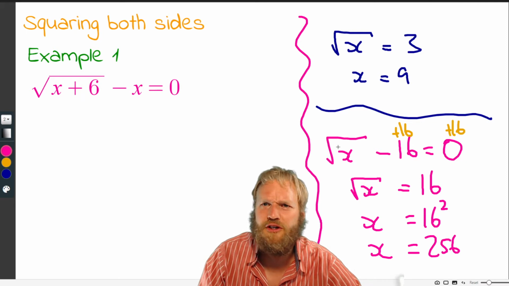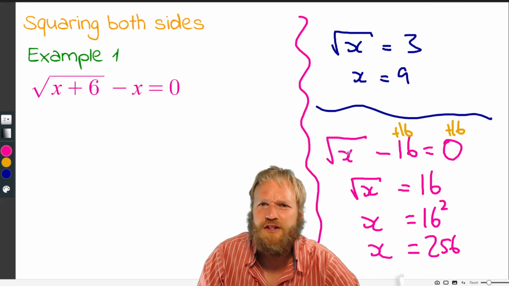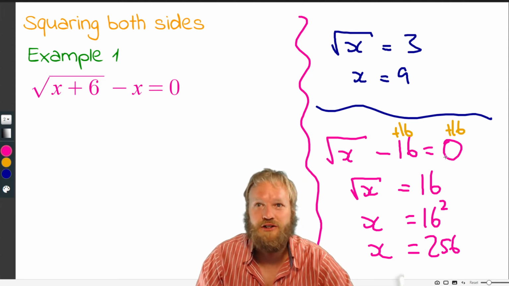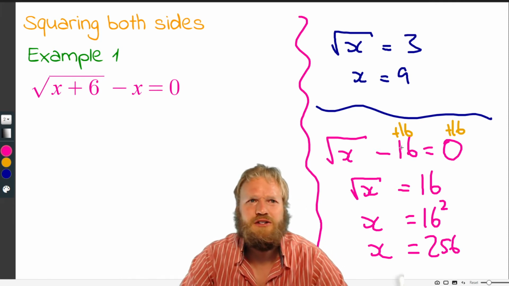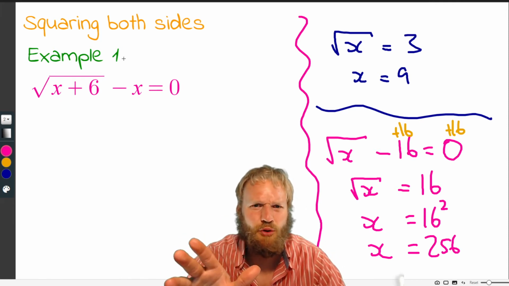But let's check it. 256, take the square root of it, that's 16, and subtract 16, we get 0. So it seems to work. So let's see what happens if we apply that over here. But first, just a quick pause.